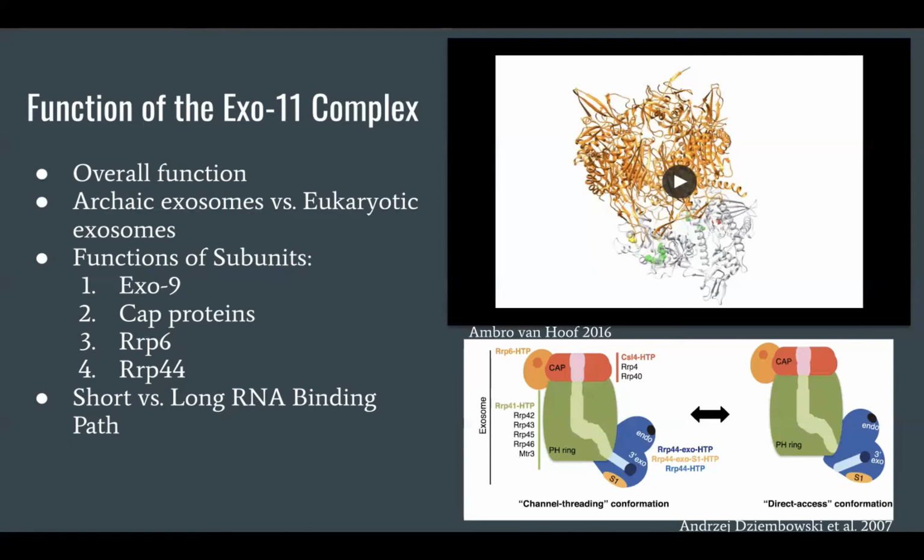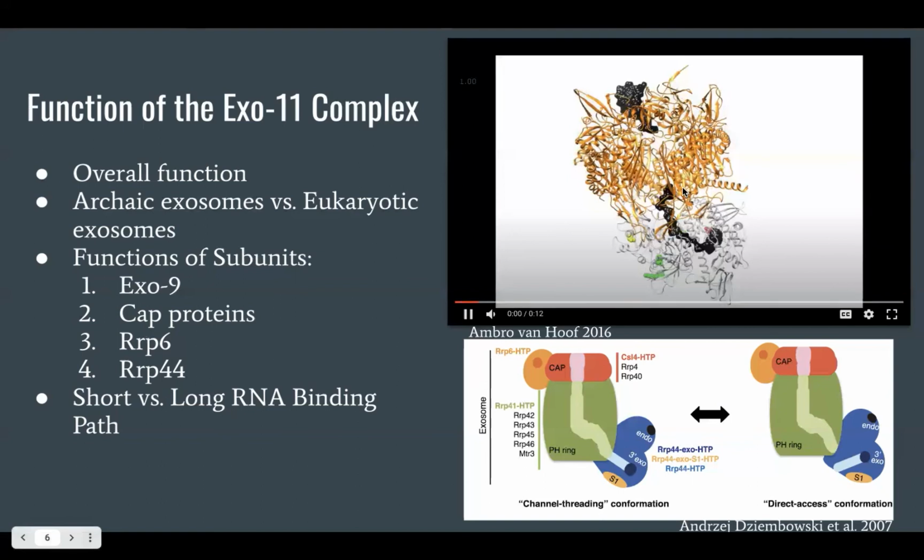There are two pathways the RNA can take through the exosome. In the more common long RNA binding path, RNA is threaded through the Exo9 central channel, which triggers RRP44 to adopt a closed conformation. In the closed conformation, the PIN domain of RRP44 contacts CSD2 in the exoribonuclease region. On the other hand, the short RNA binding path allows RNA to directly access RRP44, which adopts an open conformation rather than passing through Exo9 first.